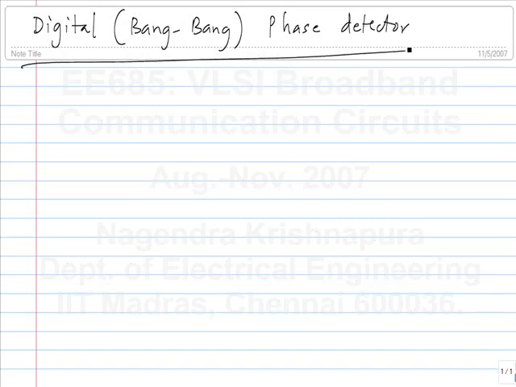Now the phase detectors that we have seen so far give you an output which is proportional to the phase. The DC output is proportional to the phase. Now in a digital phase detector we don't do that. We just want to see if the phase is early or late, that is, if it is leading or lagging. That's all. Of course, when it's digital, you can have multi-level digital. Here we are talking about, in particular, a binary phase detector.